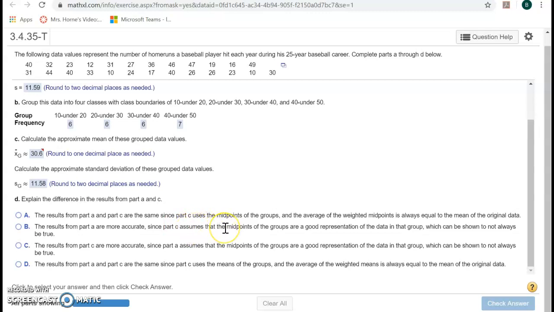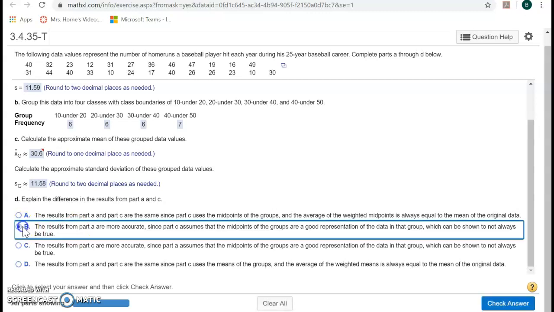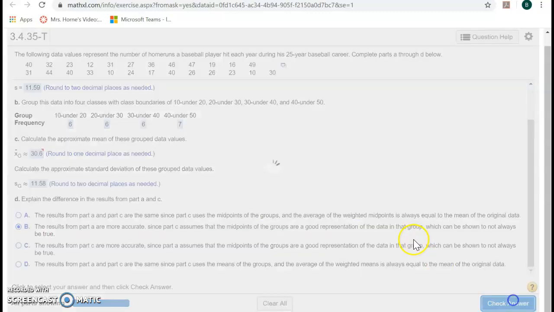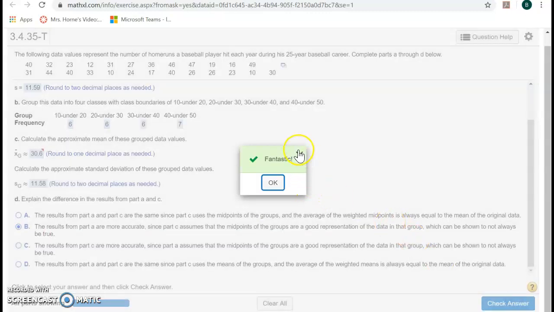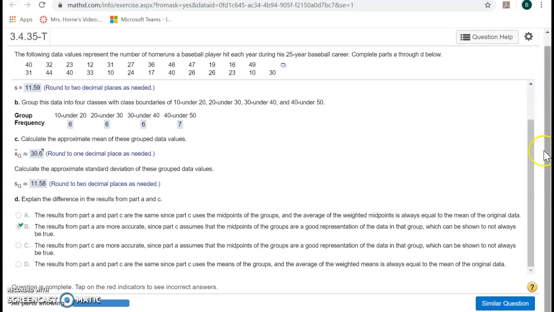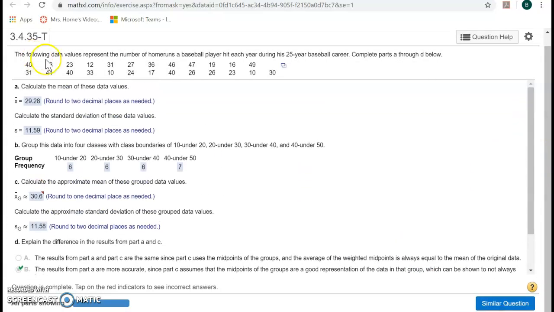Part C assumes that the midpoints are a good representation of the data in the group, which can be shown to not always be true. And that is why it's called an approximation. Of course, if you take every single value into account, that's going to be more accurate than grouping them and finding a midpoint to represent that group.